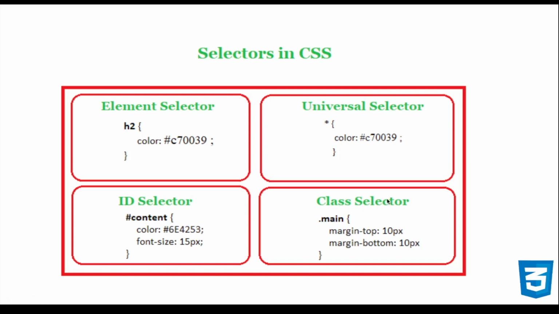The last one we have is the class selector. Again, you need to specify a class attribute, and the value is whatever you decide to give it. Instead of a pound sign, it has to be a dot notation. You use a dot and you have it defined.